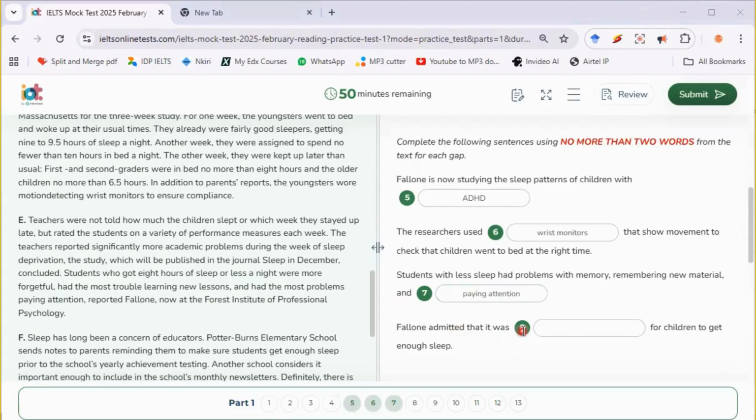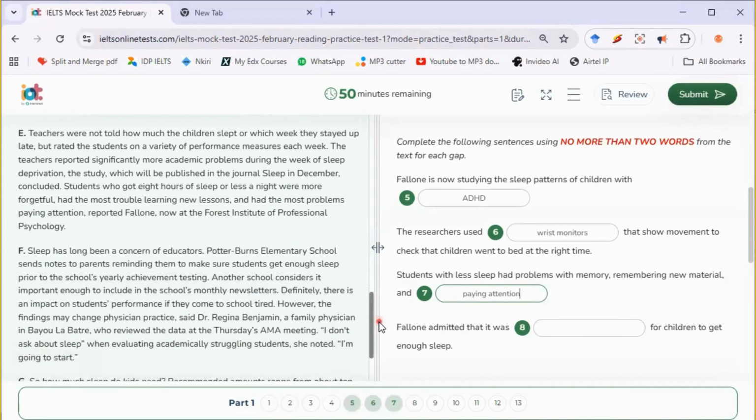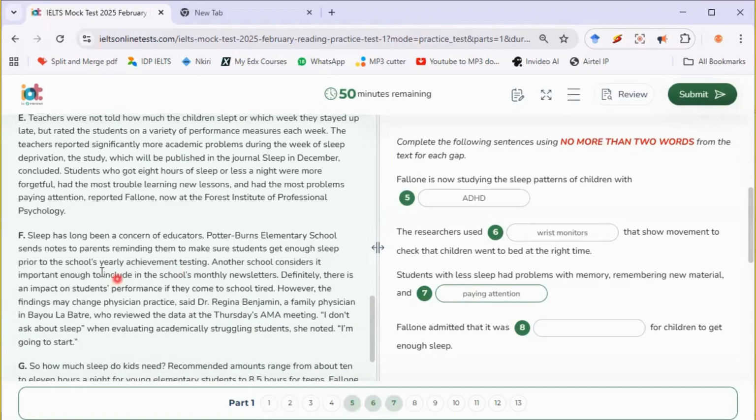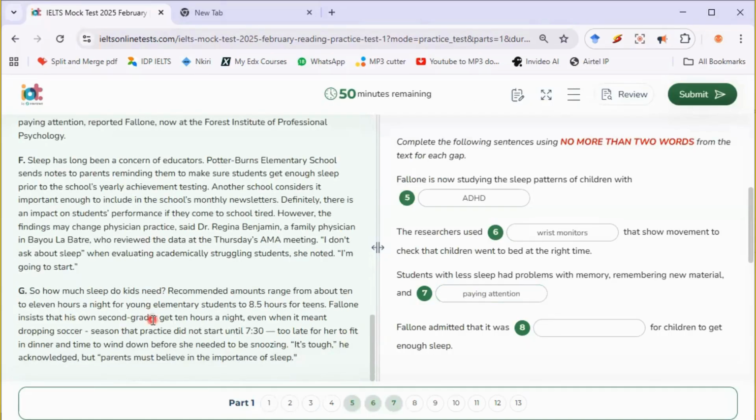Now, number 8. Fallon admitted that it was dash for children to get enough sleep. So let's look at it. It was dash. I'm guessing the word is going to be important or maybe difficult. So where's Fallon here? I can't see Fallon in this paragraph F. Let me check the next paragraph.